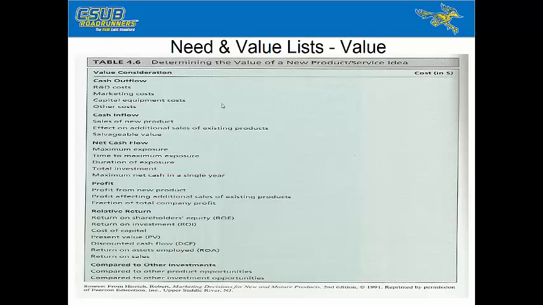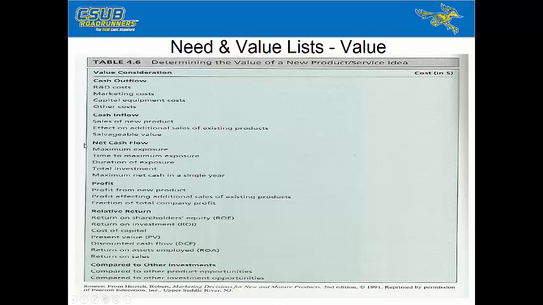So for cash inflow, what do you think the sales of the new product are going to be? If it's relevant, what effect are the sales of this product going to have on sales of your existing products? Is it going to increase sales of some of your other products because you're introducing a new one? And what is the salvageable value of the product? So if you have a bunch of extra products in inventory and you don't sell them all, can you sell them in a secondary market, or can you recycle them in some way? Is there a salvage value of some kind to the product or service?